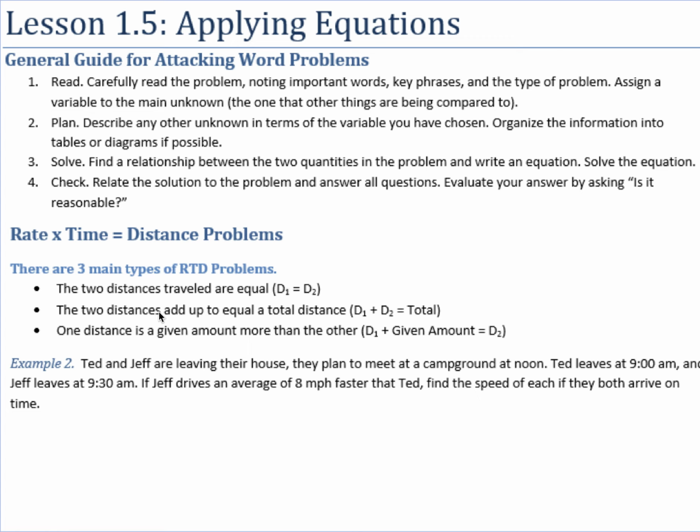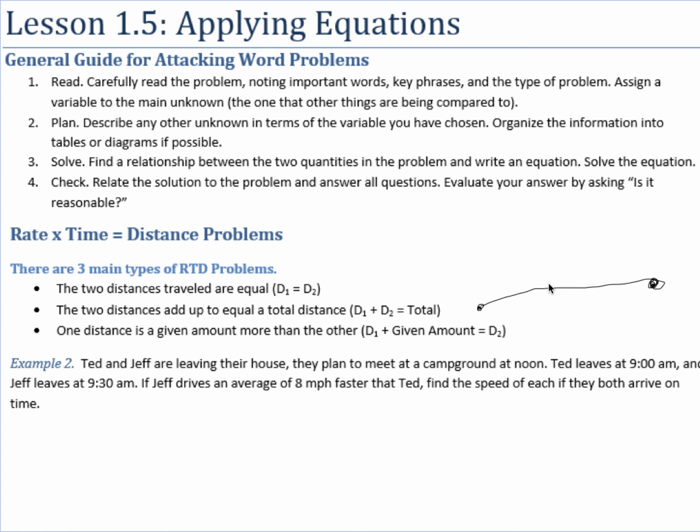The second type of situation is the distances add up to equal a total distance. This is usually when there's a couple different examples, but one of them would be if 2 people are leaving 2 different cities and they meet somewhere along the way. So the first person's distance plus the second person's distance will equal their total distance traveled. So let me actually just show you that real quick here. So let's say there's 2 people traveling from 2 different cities.